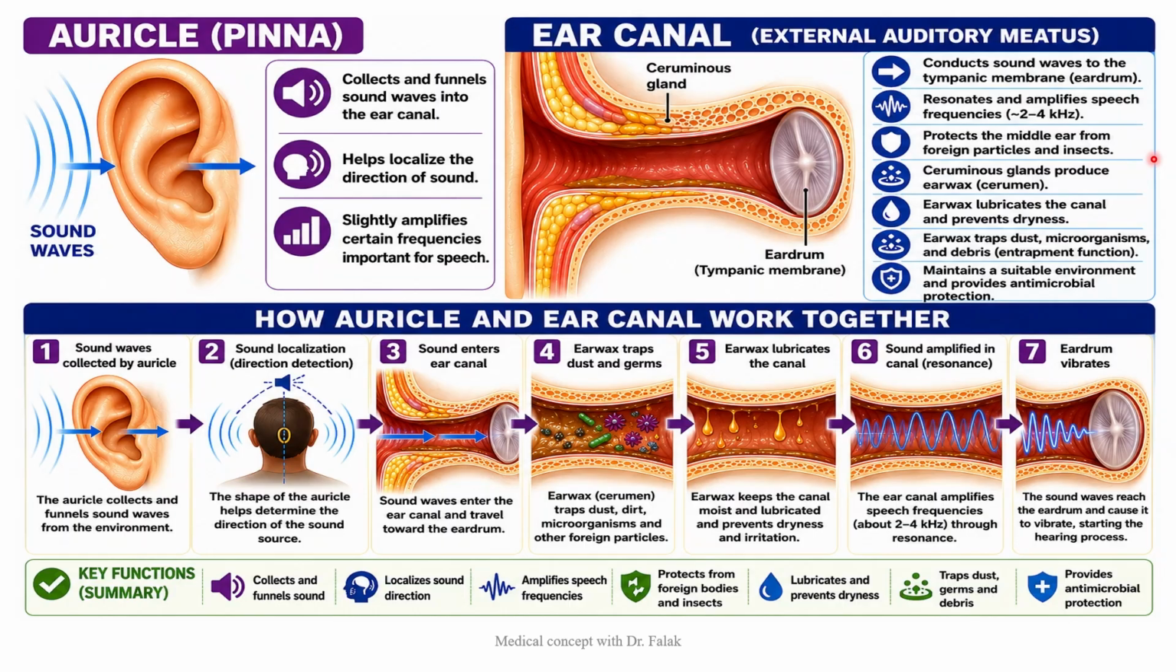It protects the middle ear from foreign particles and insects because there are certain glands, the secretion of which, for example the ceruminous gland, produce earwax. Earwax is responsible for the lubrication of the ear canal and it prevents dryness. Earwax traps dust, microorganisms, and debris, and they all maintain a suitable environment and provide antimicrobial protection.